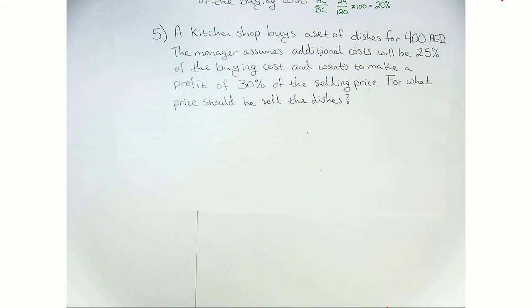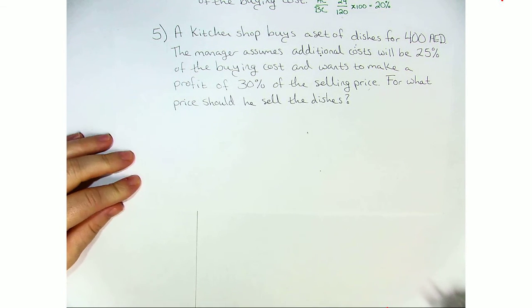For the second test, question number 5. A kitchen shop buys a set of dishes for 400 dirhams. The manager assumes its additional cost will be 25% of the buying cost and wants to make a profit of 30% of the selling price. For what price should he sell the dishes?